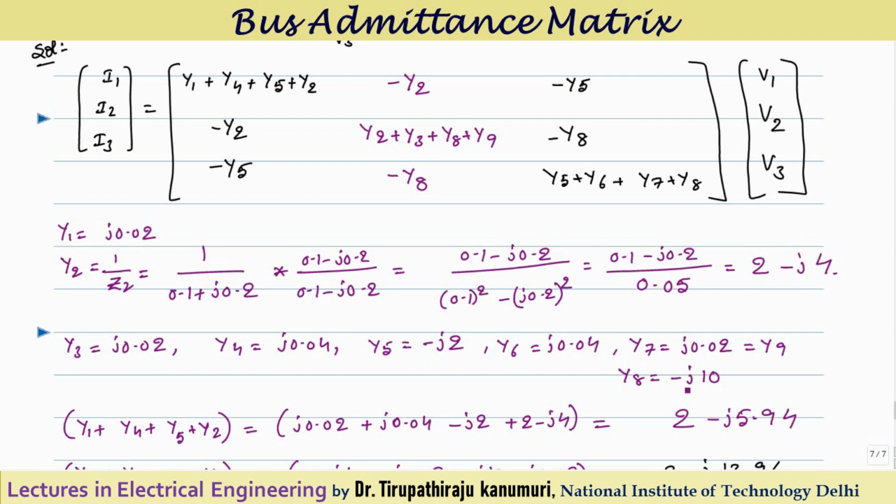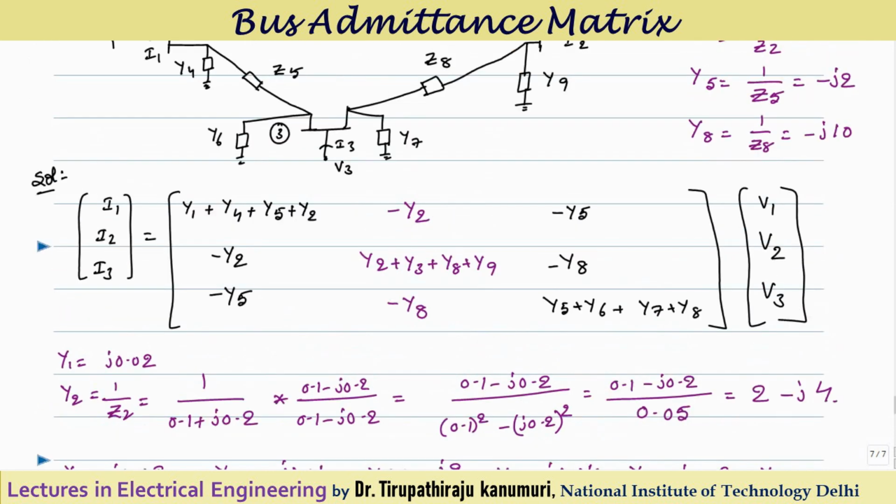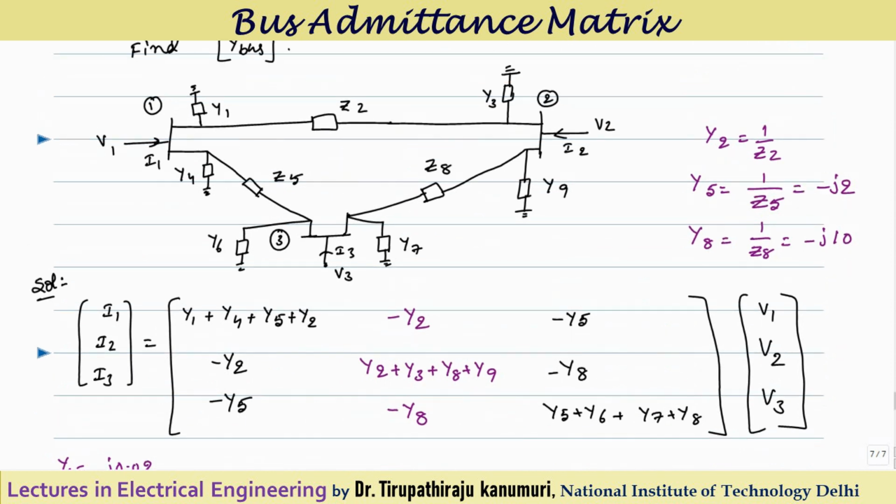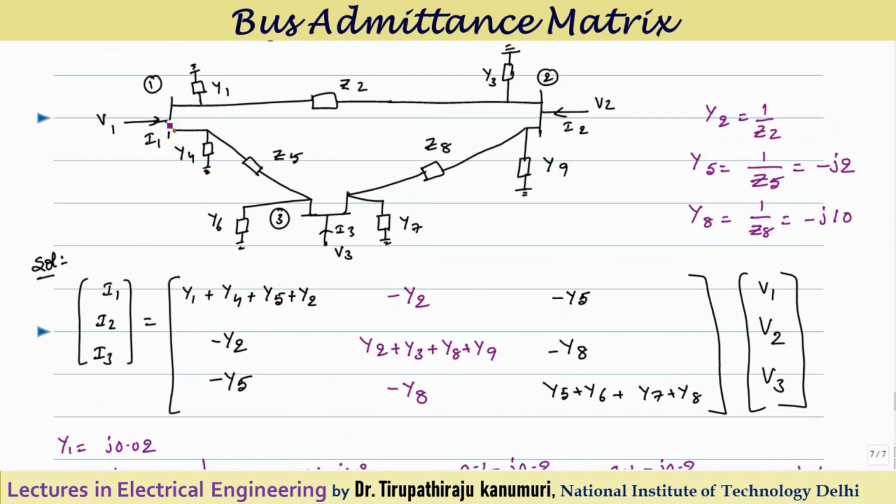So first we have to form the Y matrix. Then we can add the respective things accordingly and substitute there. So now just try to follow. So now coming to the node 1. So Y11 I want to calculate. So Y11 will be equal to the sum of the admittances connected to this node. Agree with me?